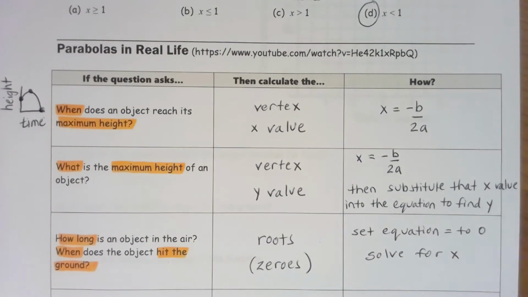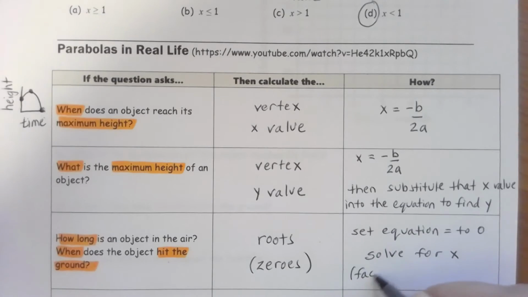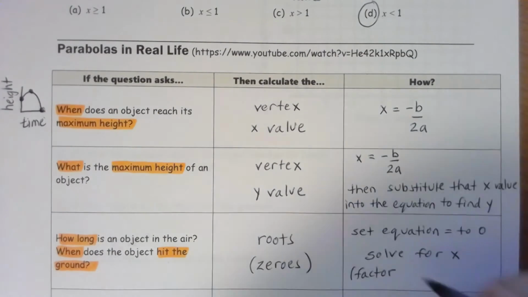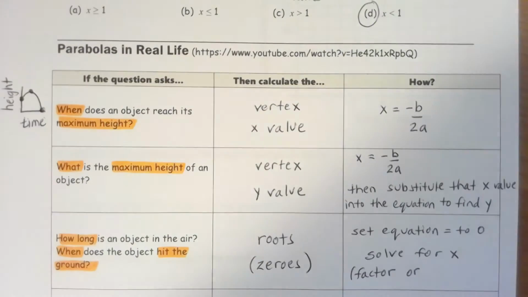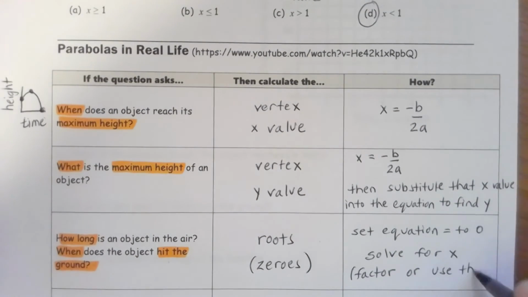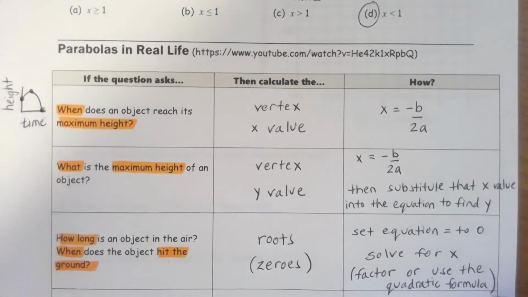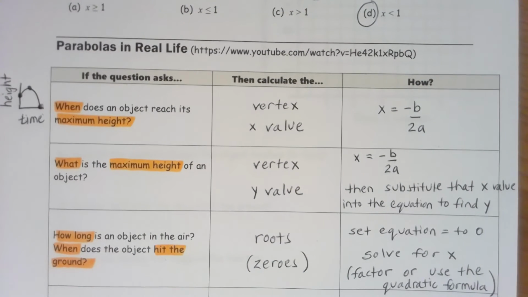And when you solve for x, you could either factor, the AM method, GCF, or our fallback method, use the quadratic formula. If you can factor, that's going to be easier and more efficient, but if you can't, no worries, the quadratic formula will always work.